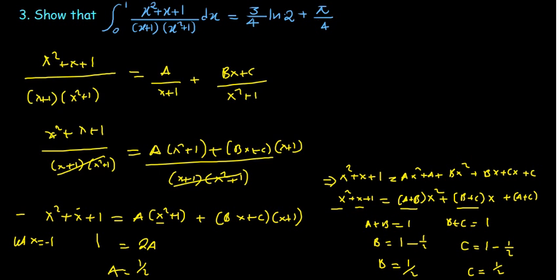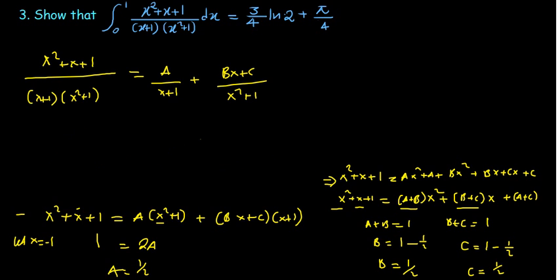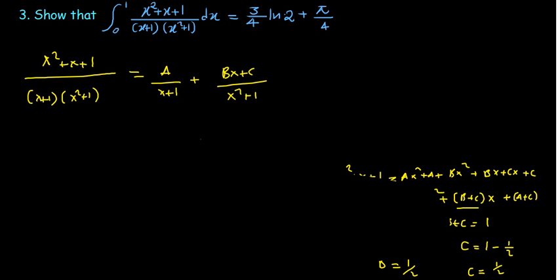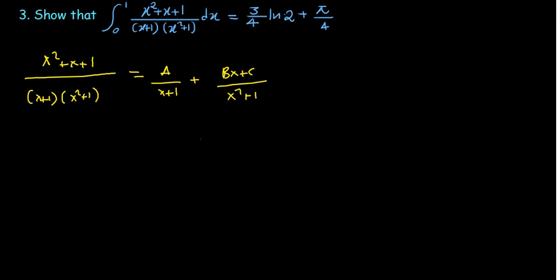So let's recall the form we saw. Okay, this is the form. So we found that all the terms are 1/2. So we'll just go on and substitute. So this is going to be (1/2) divided by (x + 1), plus ((1/2)x + 1/2) divided by (x² + 1), like that.